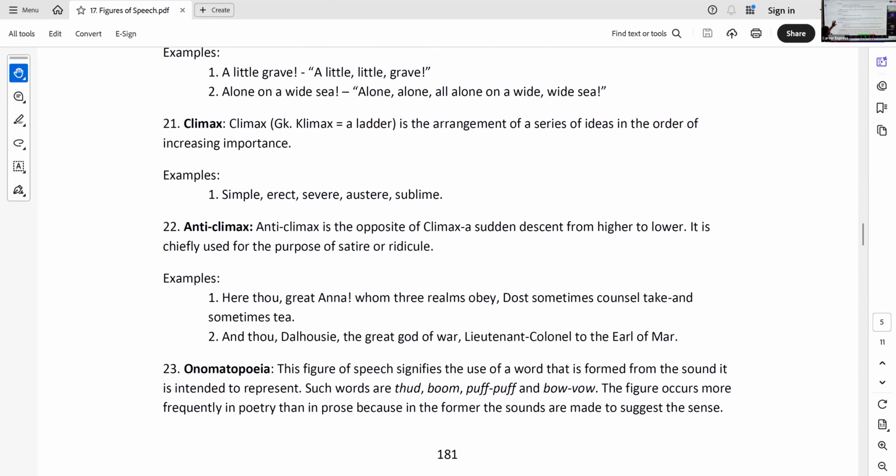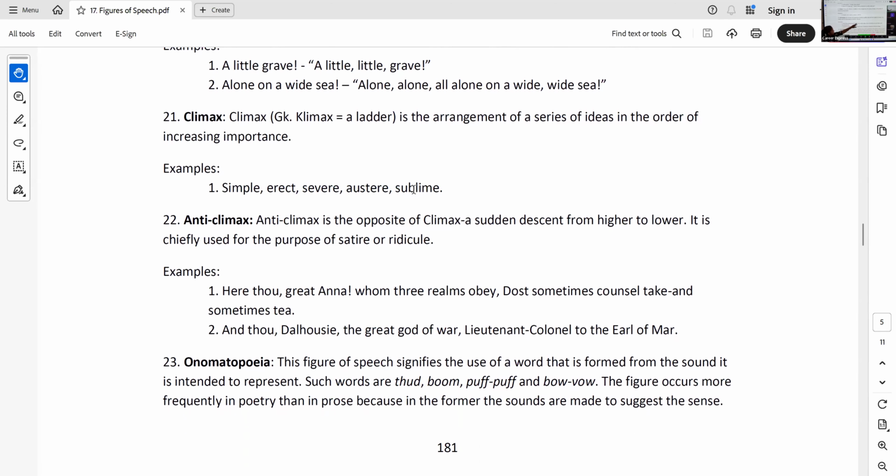Anticlimax. Anticlimax is opposite. Sudden descent from higher to lower. There was a very entertaining example where it said that man began at the height of his career as a manager, and then he became an assistant, and then he lost his job. This is anticlimax. है ना? He started at a very high position, और फिर धीरे धीरे धीरे धीरे खत्म हो गया.